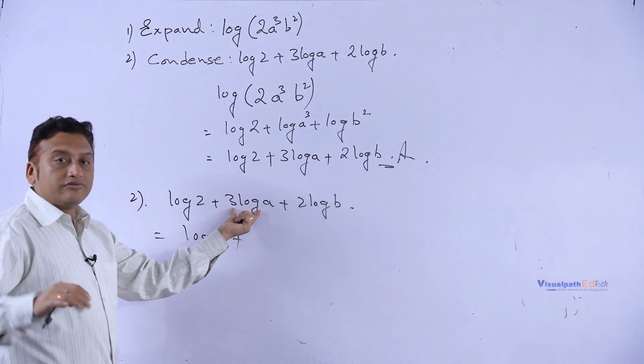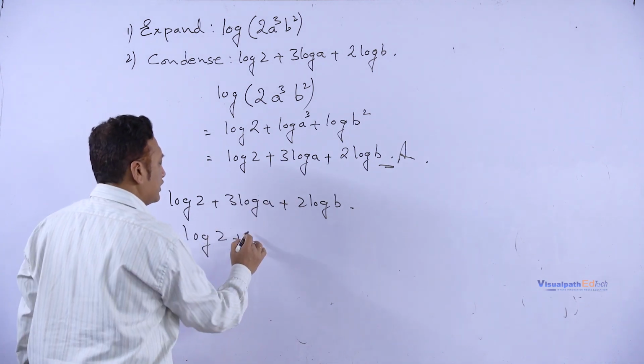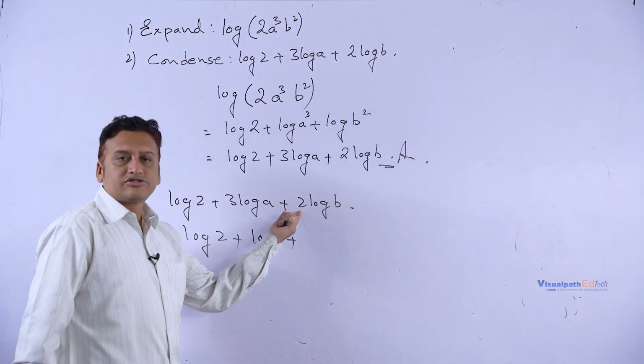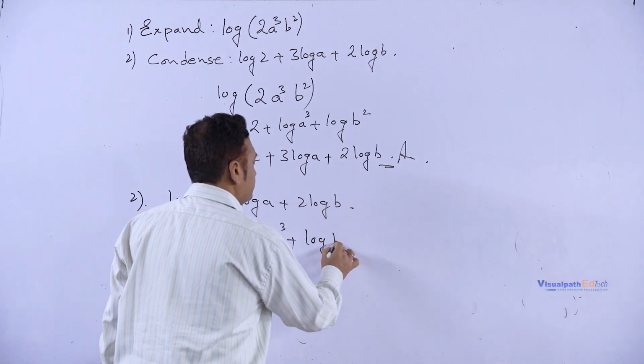So, we will apply the reverse of the power rule. This coefficient can be written as a power of a, so we can write log a cube. Similarly, this coefficient 2 can be written as a power of b. So, we will get log b square.